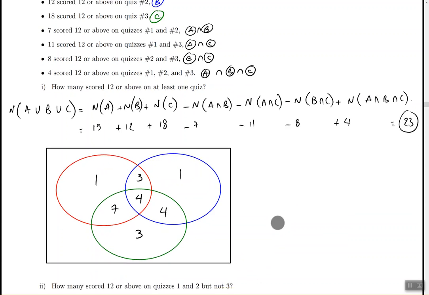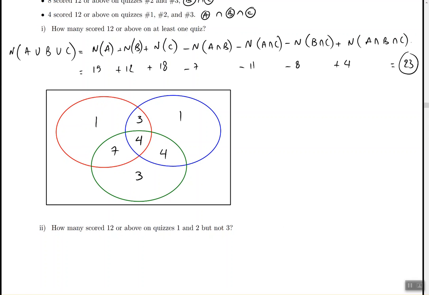All right, let's look at part 2, which says how many scored 12 or above on quizzes 1 and 2, but not on 3. So remember, quiz 1 was the red circle, quiz 2 was the blue circle, and quiz 3 was the green circle. So we want the people who are in 1 and 2, but not in 3. So we want them to be basically right inside that little triangle, okay? That's how many people scored 12 or above on quizzes 1 and 2, but not on the third quiz, okay?